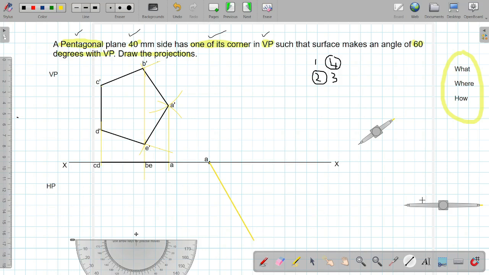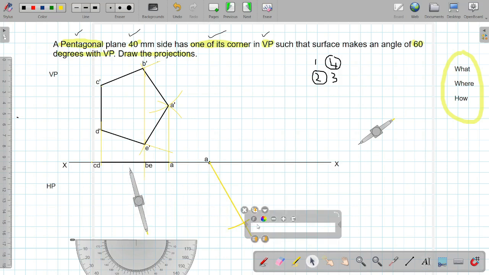Then take the compass and measure the distance from point A to point CD. Keeping the compass on A, make an arc on this particular line. Name the point as CD.